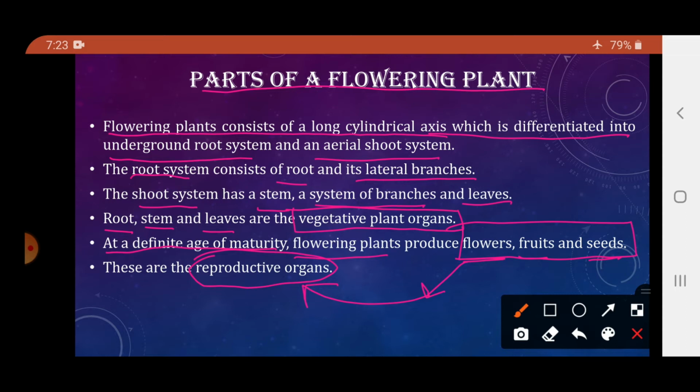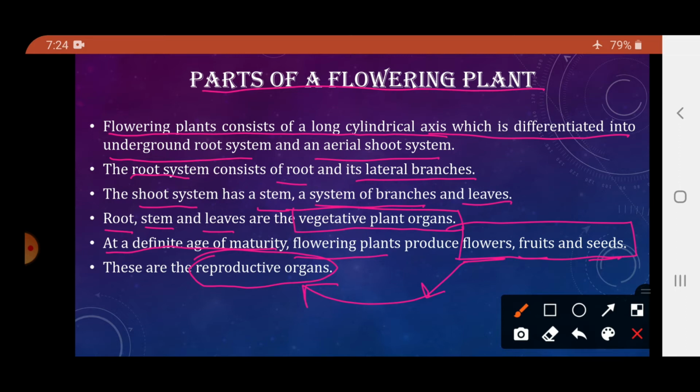So basically, which are the parts of the plant? Mainly the plant is divided into two regions: one is the underground root system and the other is the aerial shoot system. The root system consists of the roots and their branches. The shoot system consists of the stem, branches and leaves.